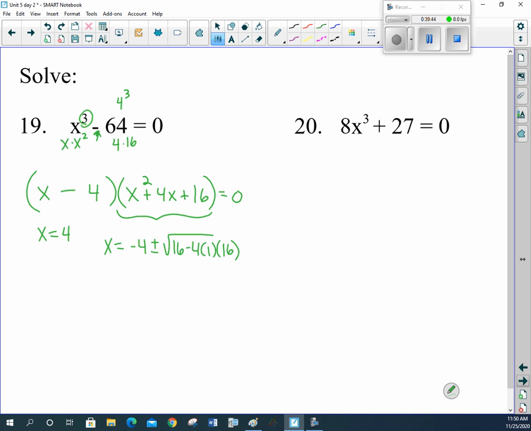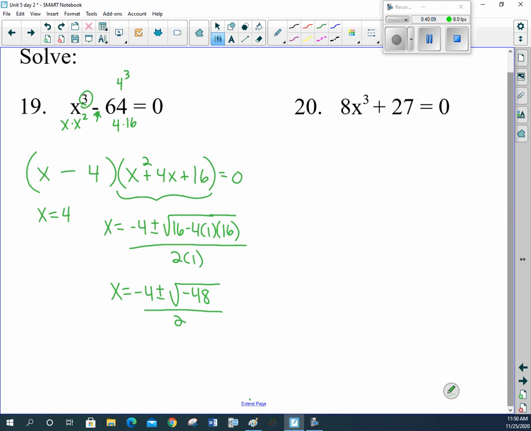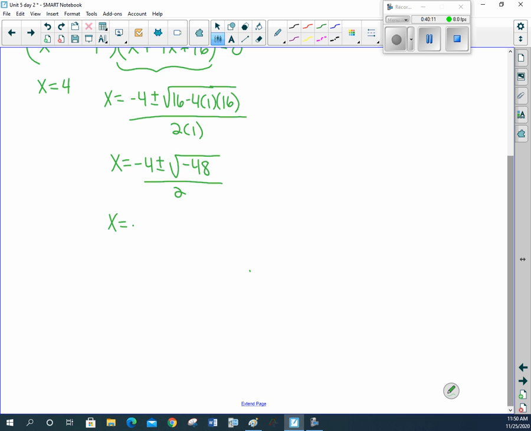And let's see what the discriminant is. So x equals -4 plus or minus the square root of 16 minus 4 times 16, which is -48. That is going to be imaginary. So that's going to turn out to be, I'll go with 16 times 3, so -4i root 3 over 2.